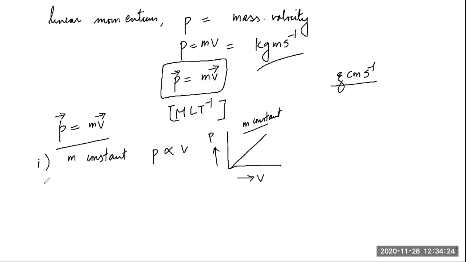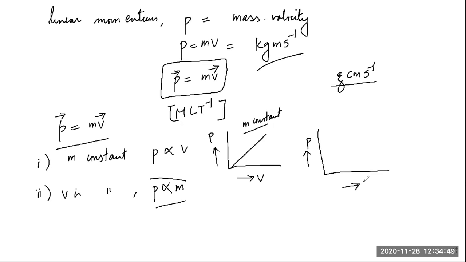Number two, when velocity is constant, we can say momentum is directly proportional to m. Velocity is constant. All right. So how can we represent it? We can represent it like this. On the y-axis, we can take momentum. Here we can take mass.